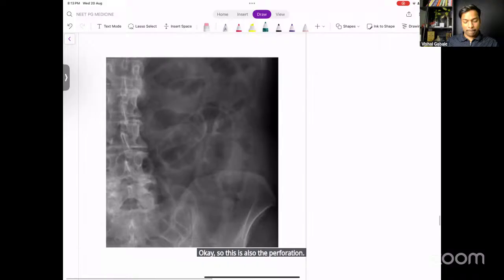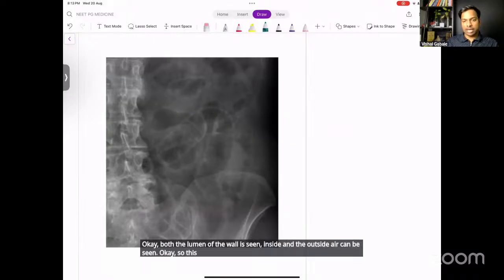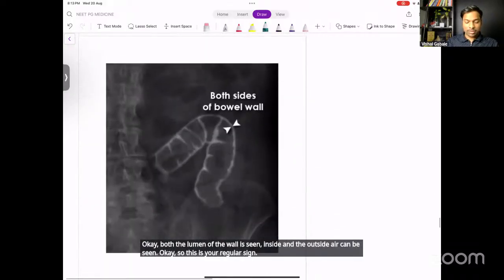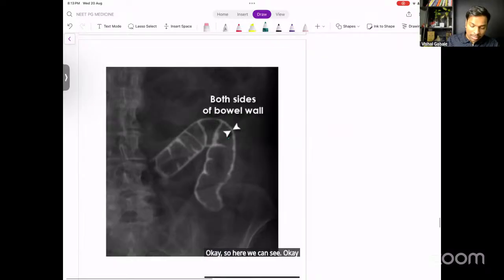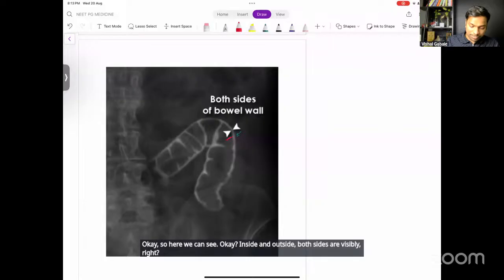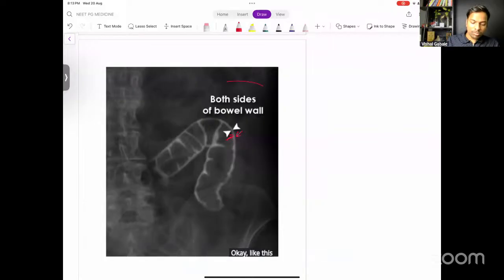Now this one, and look at this. Here you can see both sides of the wall of the lumen. Both sides of the wall are seen, with air inside and outside. So this is your Rigler sign. Inside and outside, both sides are visible. Like this, both sides of the bowel wall are visible.